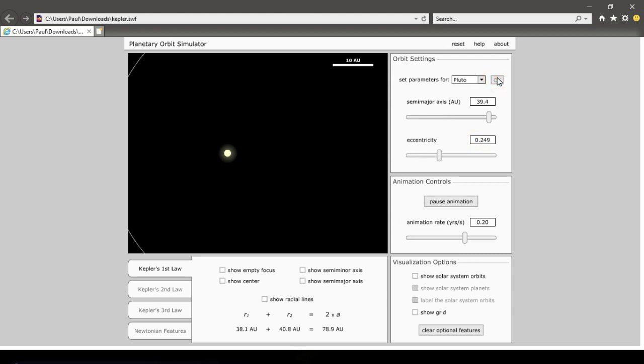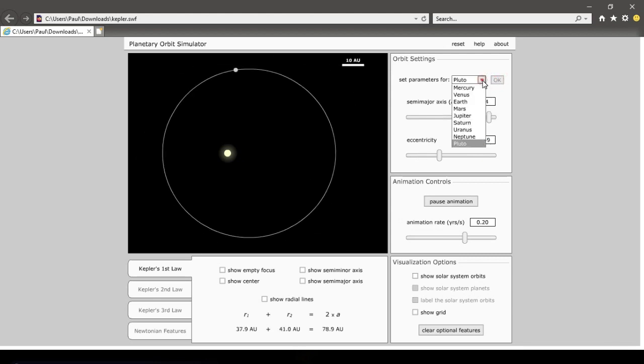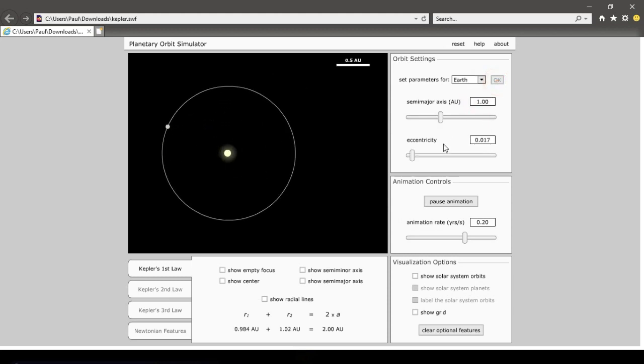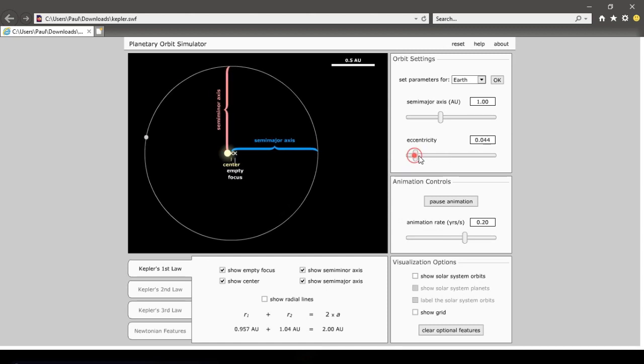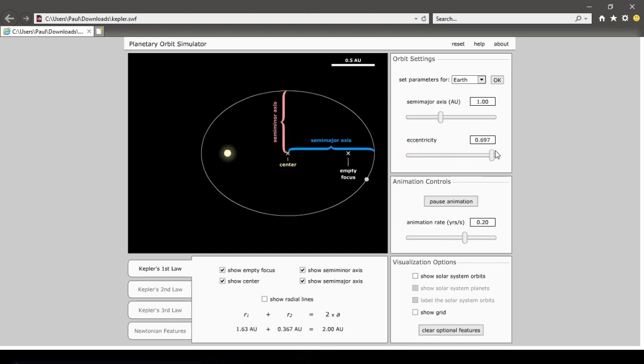Pluto, even though it's a dwarf planet, we still include in the animation. Let's go back to Earth, and let's just assume that Earth was a perfect circular orbit. So Kepler's first law was just having a look at the fact that planets are elliptical, and I put all these values in. Now, when you look at the values change for more elliptical orbits, there we go.